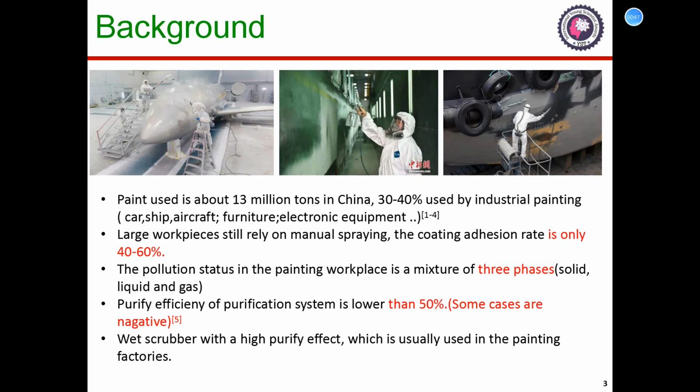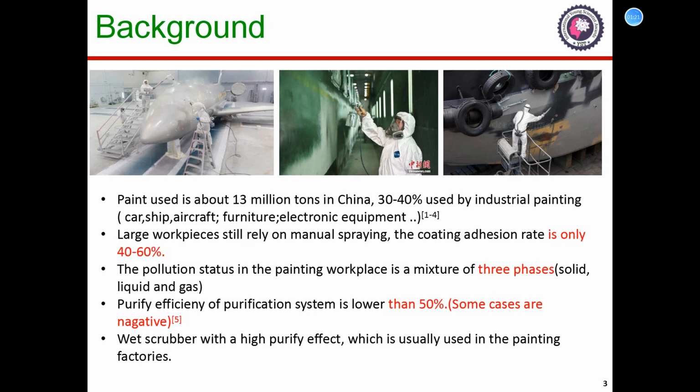Nowadays, a large number of workpieces are painted by mechanical equipment, but there are still a very large number of large workpieces that rely on manual spraying. So the coating adhesion rate is only about 50 to 60%, which means a large amount of pollutant will be released into the workplace.